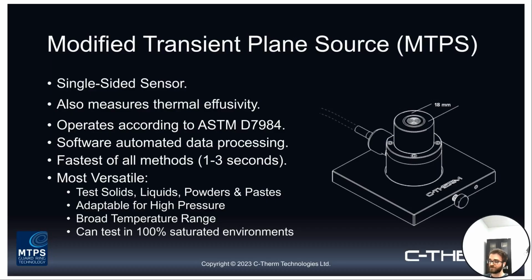So we'll first start with a little bit of background information on the MTPS, some examples here. It's a single-side sensor, providing the measurement of thermal effusivity as well as thermal conductivity. It conforms to ASTM D7984. The software for the MTPS offers automated data processing, so it is amongst one of the simpler methods to get set up and running with. And it's also the fastest. The MTPS provides measurements within 1 to 3 seconds as a standard measurement time.